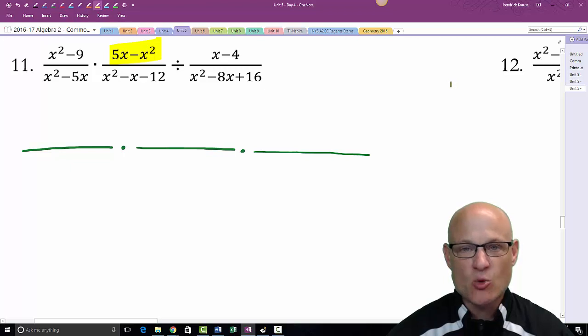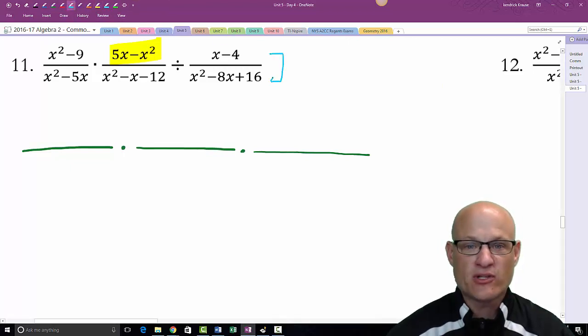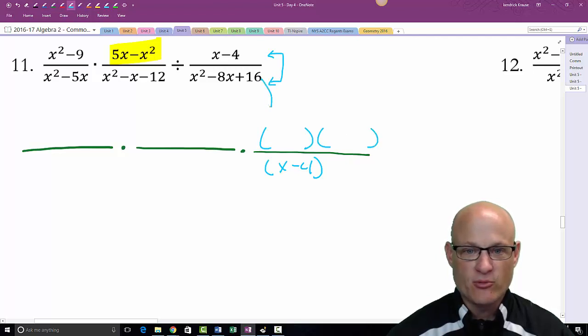Do you notice that the squared term comes second and I have subtraction? So there's a really good chance that's going to be the negative 1 rule. This one's going to get flipped, so I'm going to do it right away. X minus 4 goes in the denominator, and in the numerator, we just factor that baby. This one comes in the numerator.